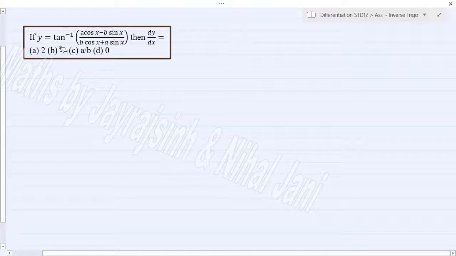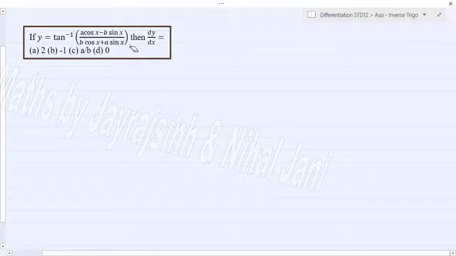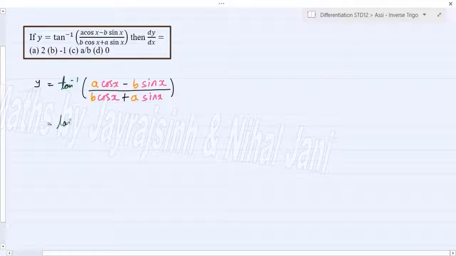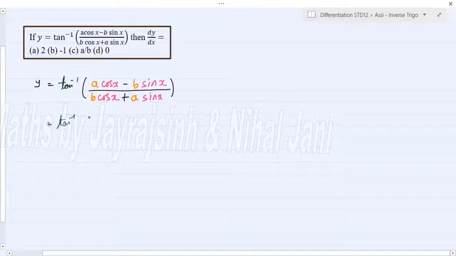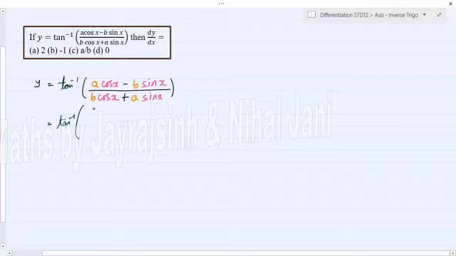Here we have y is equal to tan inverse of (a cos x minus b sin x) upon (b cos x plus a sin x). For simplification, let's divide our numerator and denominator by b cos x. So we have to write b cos x under everything.